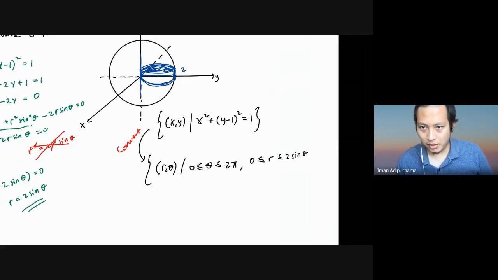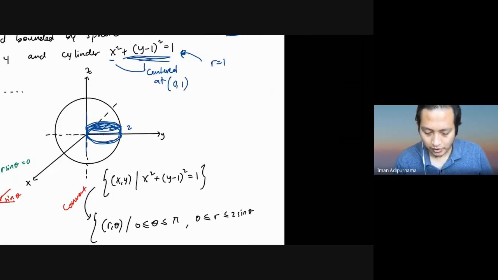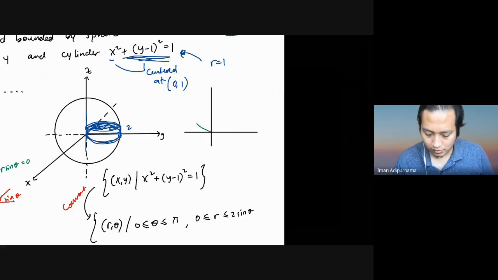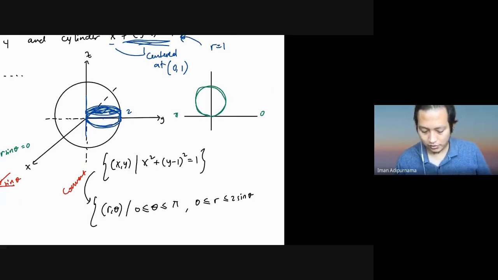Oh wait, I think I made a mistake. This is not 2 pi. Do you know why? This is pi. Sorry. Do you know why? Remember, if you have this, 0 and pi, right? Okay, get it? Okay, so that's pi.